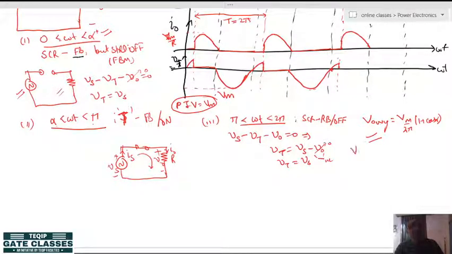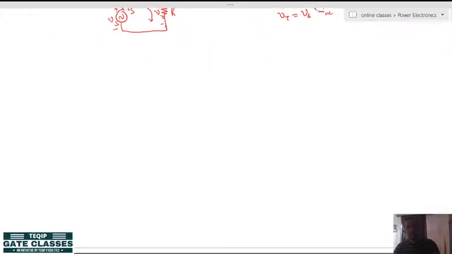So, now you have to calculate what is the RMS value in this case, and please post this in the comment section. So, now let us move on to the next load, that is with RL type load.